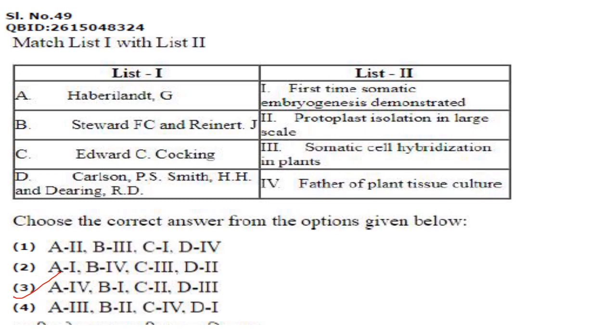B1, Steward F.C. and Reinert J. That is the first time somatic embryogenesis was demonstrated. Edward C. Cocking, what did he do? Protoplast isolation on a large scale. Carlson P.S., Smith H.H. and Dearing R.D., what did they do? They did somatic cell hybridization in plants. So the answer here is option 3.